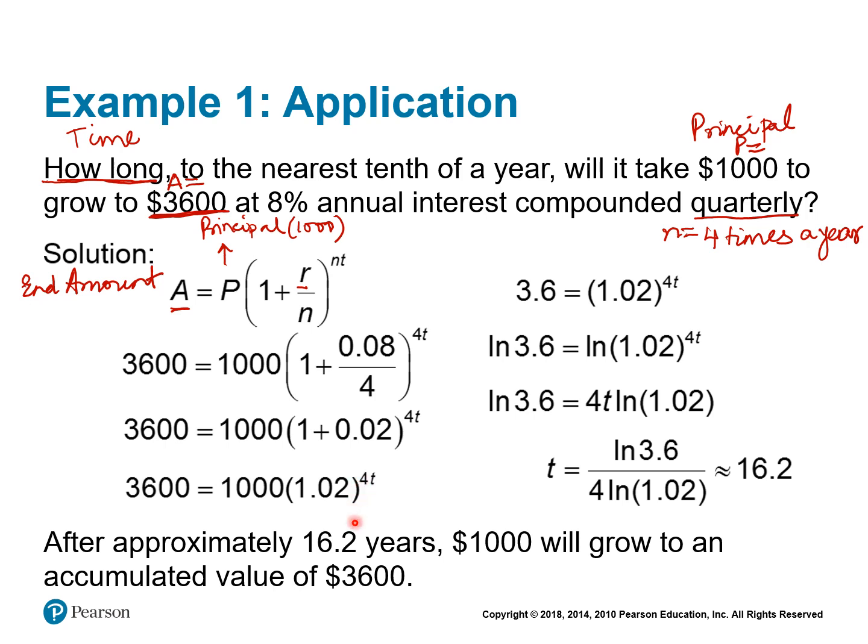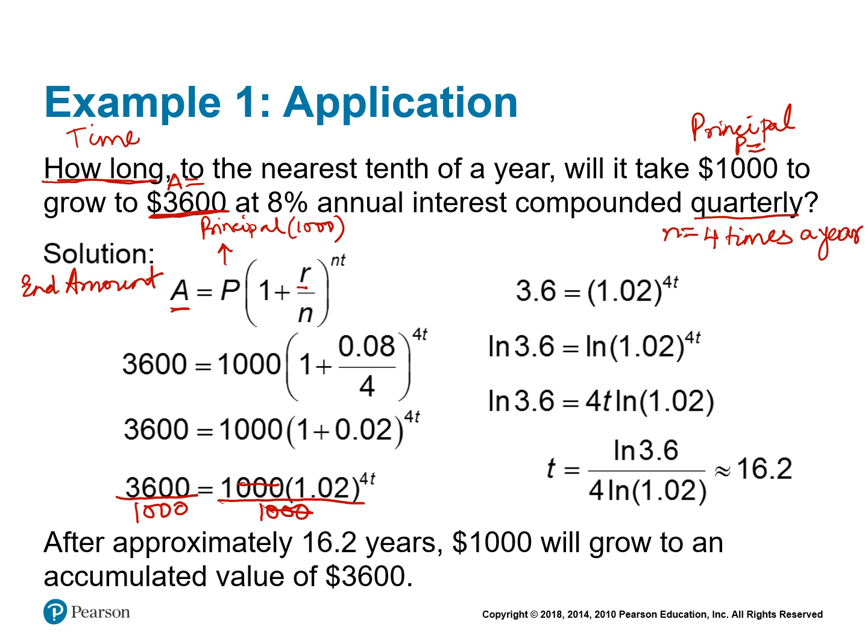So what did we do now is we divide both sides by 1000. We have to solve for t. So the first step is we have to isolate the exponent part of this equation, right? We have to get rid of this 1000. So divide both sides by 1000.